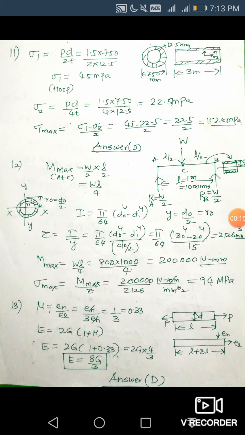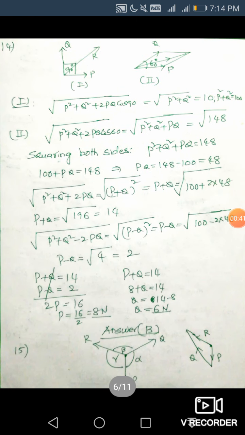The 13th question: the ratio of normal strain and longitudinal strain is given. So mu, the Poisson's ratio, is equal to normal strain by longitudinal strain. Longitudinal strain is given as 3 times the normal strain. Substituting that, I get mu is equal to 0.33. I know that E is equal to 2G into (1 plus mu). So with mu as 0.33, substitute that, and I get E is equal to 8 by 3 G. So the answer is D.